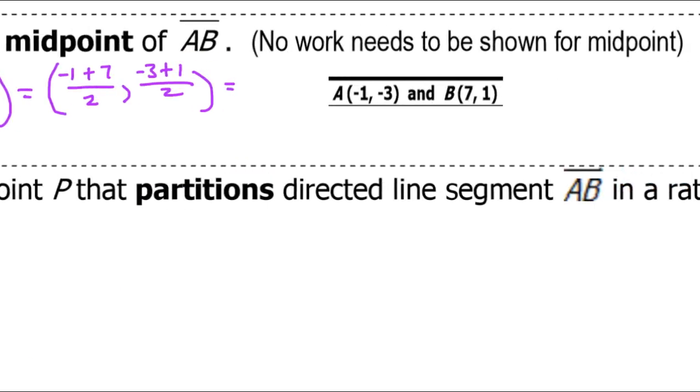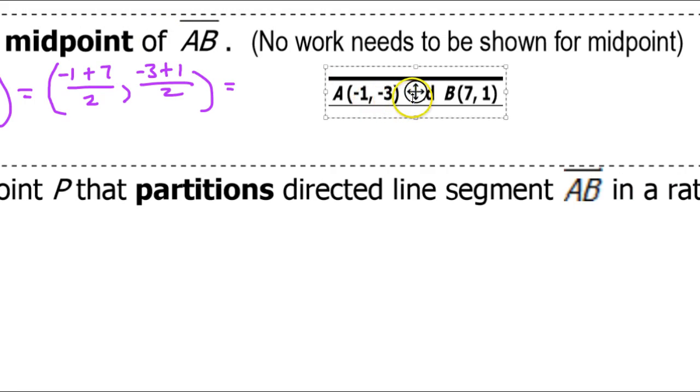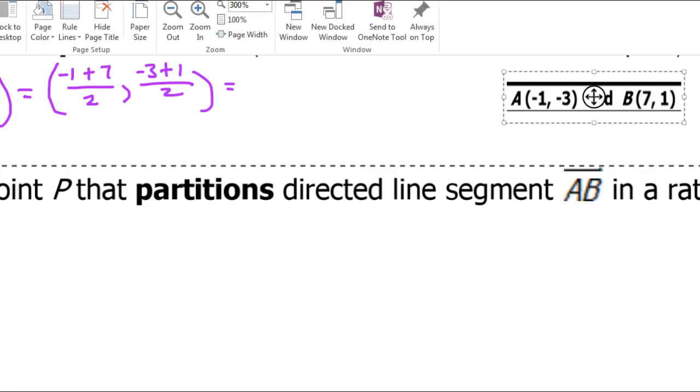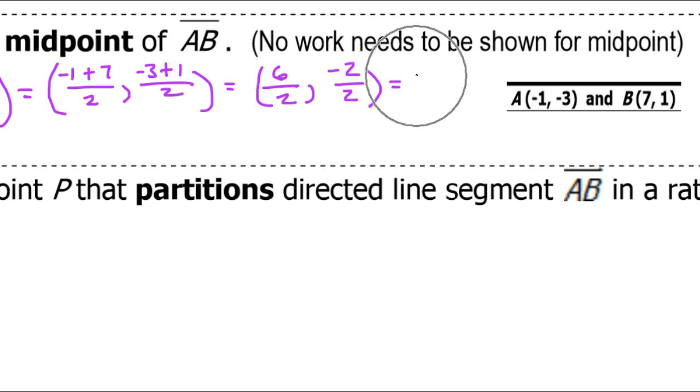Alright, now what does this come out to be? Okay, so negative 1 plus 7, that's going to be 6 over 2. And negative 3 plus 1, that's negative 2 over 2. Alright, we certainly can't leave it like that. That's going to give us 3, comma, negative 1. So this is the midpoint of segment AB.